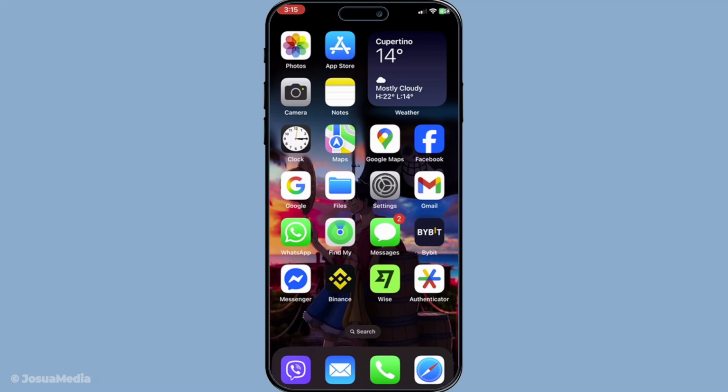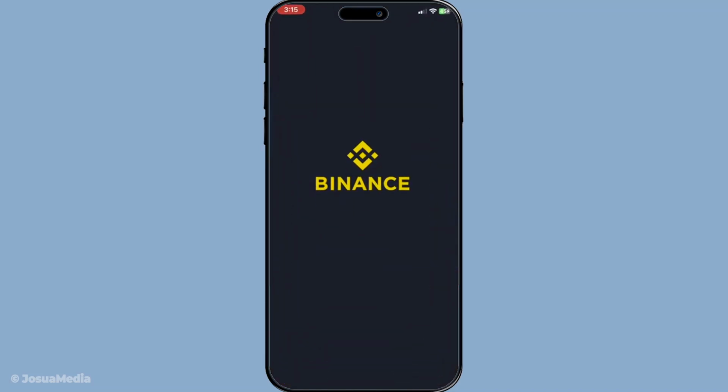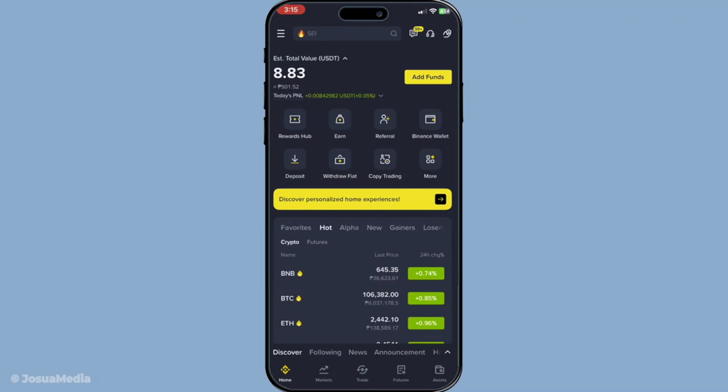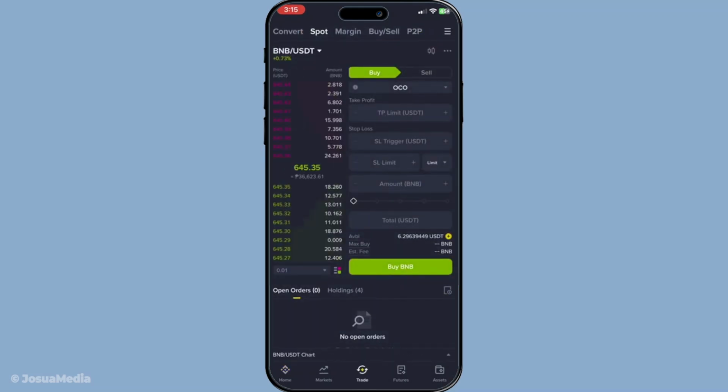First, let's open the Binance app. Once you're in, navigate to the trade section. This is your main arena for executing trades, and it provides you with all the options needed for managing your investments. Whether you're dealing in cryptocurrency or any other assets, this is where the magic happens.